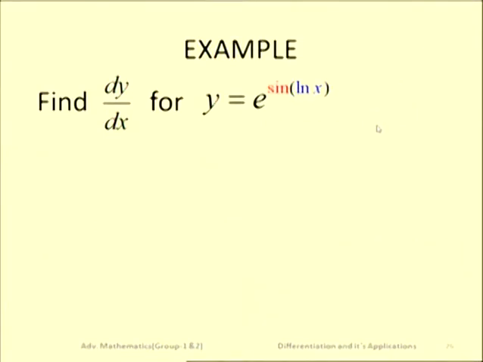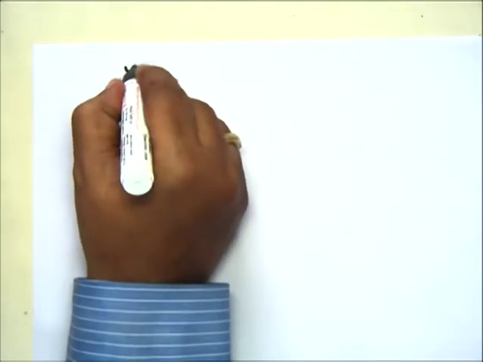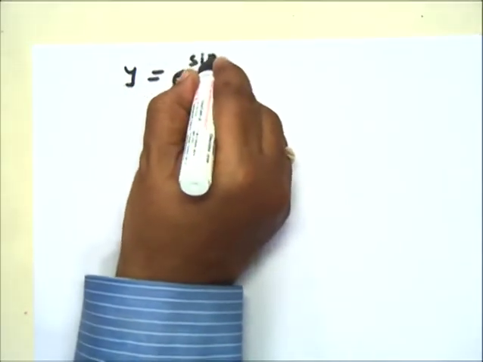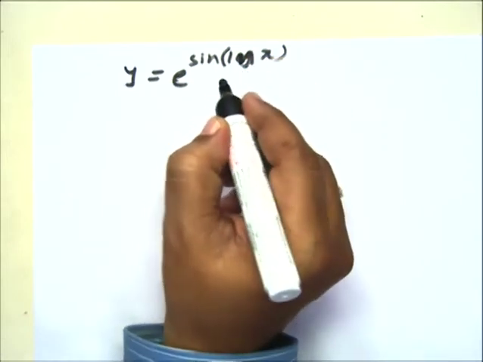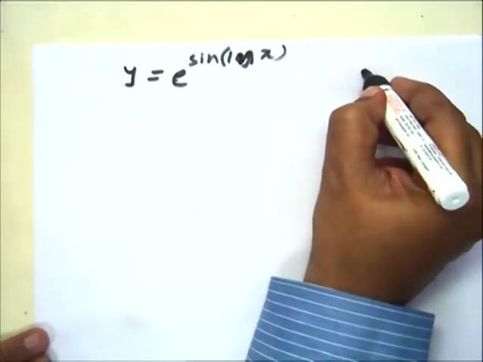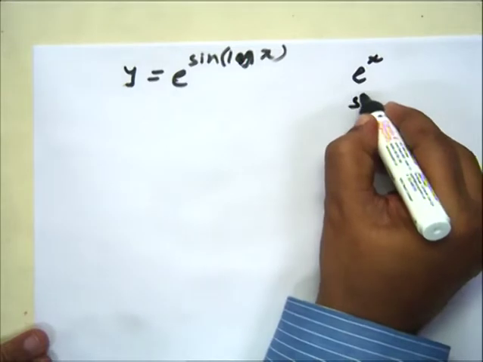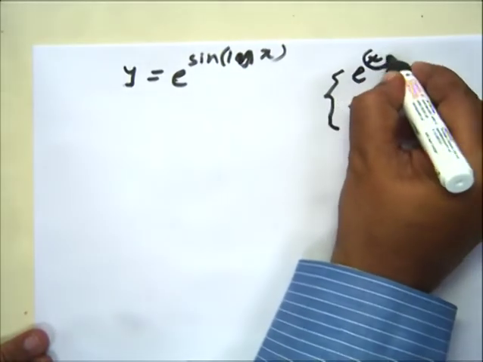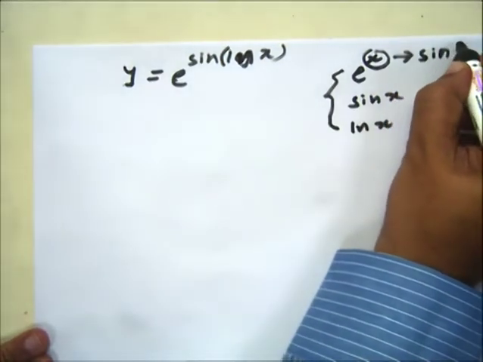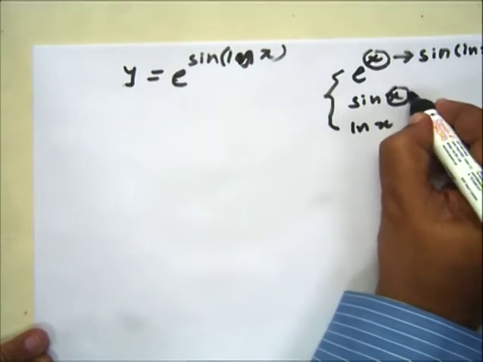Now, let us see one more example. Here we are given y is equal to e raised to sine log x. So we have a composition of three functions once again, and we are asked to find the derivative of y. Let us solve this on the teletop. Say the function y is equal to e raised to sine log x, or ln x. We use ln x for log x to the base e. Now, there are three functions. One is e raised to x, another is sine x, and another is log x. So we have a composition of these three functions. Here, x is replaced by sine ln x. Here, x is replaced by ln x.